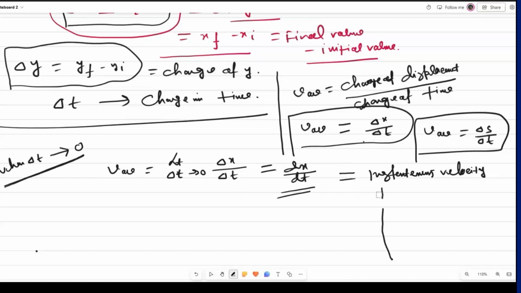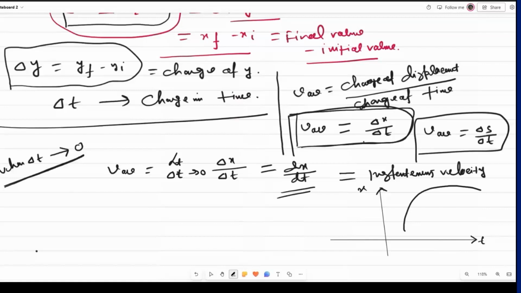Just a minute. Just suppose there is a particle describing two-dimensional motion going like this. This curvilinear motion is possible. This x and t kind of motion is possible. So at every point, the change of displacement by change of time, that factor is changing. And that change is not uniform. We cannot use this formula to find average velocity.